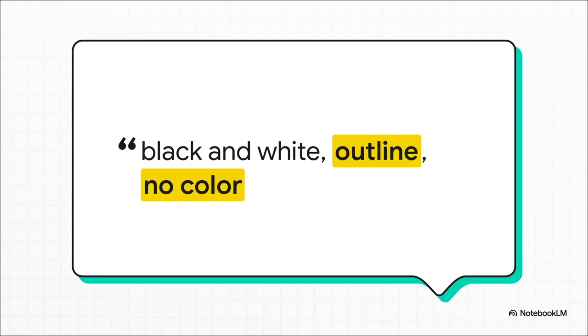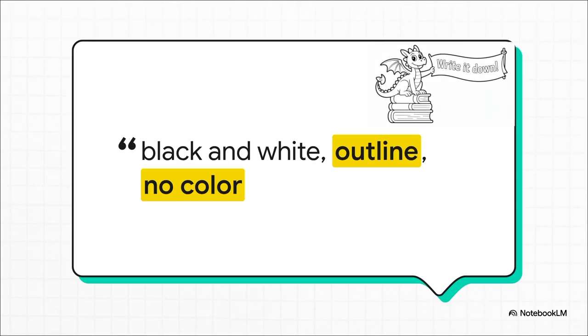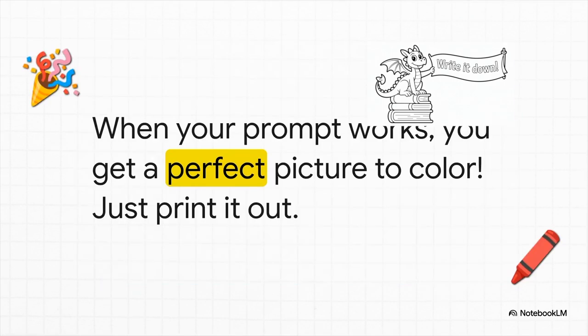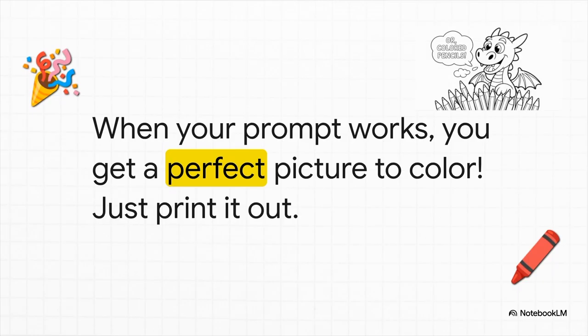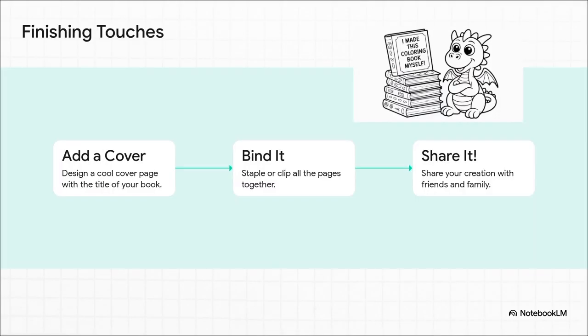These right here, these are the most important magic words you need to remember. Anytime you want a coloring page, just add black and white, outline, no color to your idea. That basically tells the AI, hey, hands off. I want to color this one myself. And when you get those magic words just right, bam, the AI spits out a perfect, ready-to-color picture, just like you imagined it. All that's left is to print it out and grab your crayons. The absolute best part? Sharing your amazing creation with your friends and family.